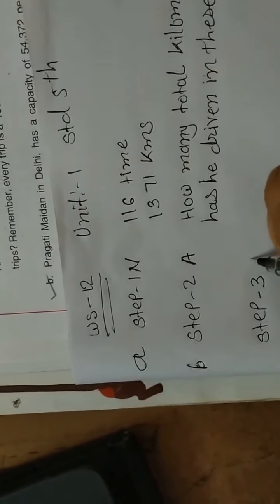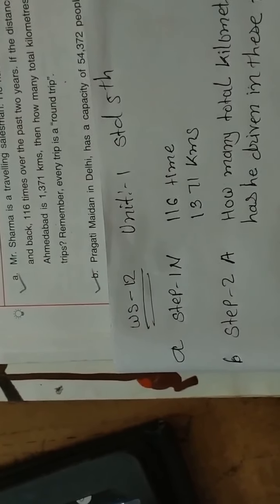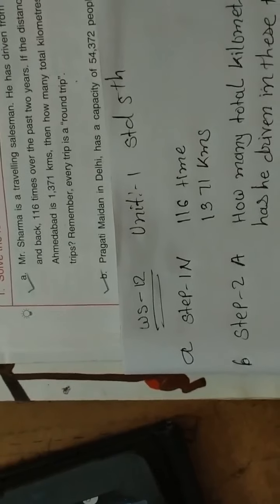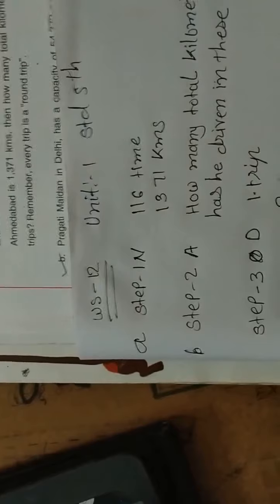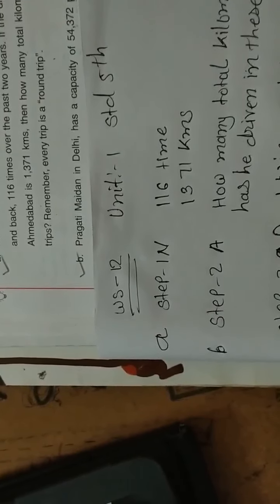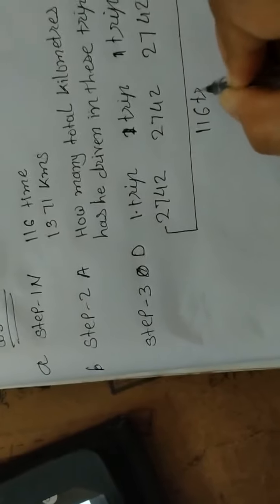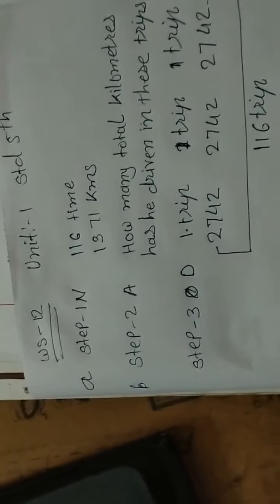Step 3, draw. So we have to draw: one trip, 2,742; second trip, 2,742; again a trip, 2,742, and so on. So how many trips are there? 116 trips are there.